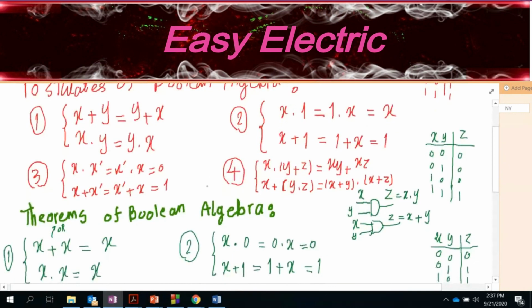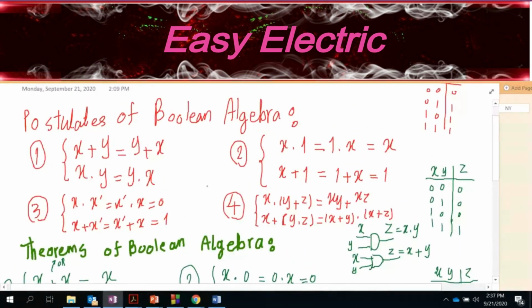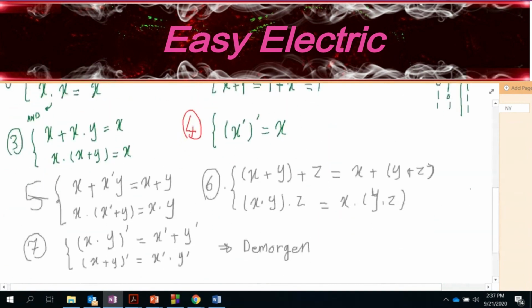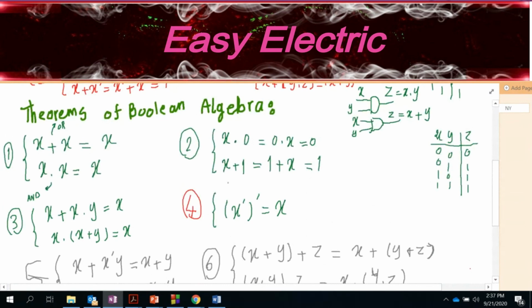We will talk about how you can simplify Boolean algebra or Boolean functions, which is the main topic of this chapter, chapter 2. For now, just consider that in Boolean algebra you have 4 postulates. You just remember that, okay? And also 7 theorems, which we will use whenever we want to simplify the Boolean function.